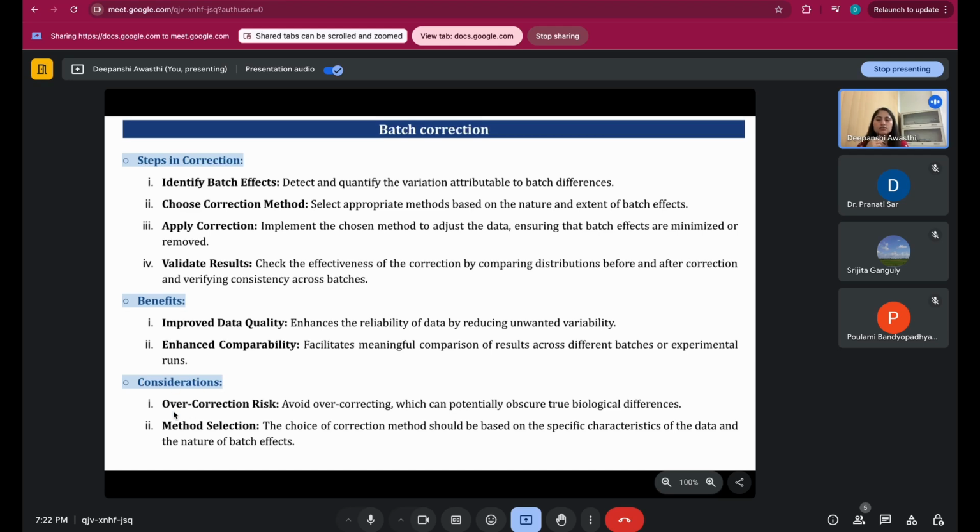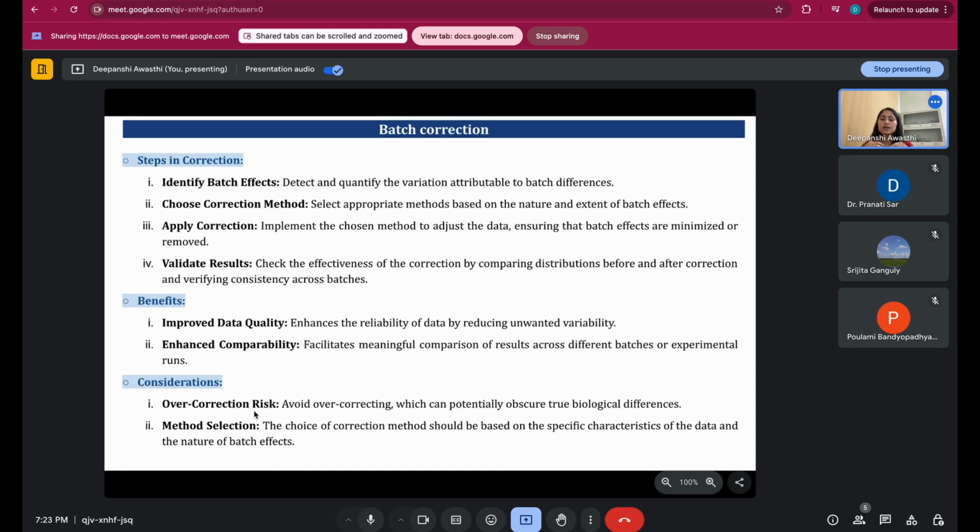And considerations: there are some things you need to be careful about. First is overcorrection risk. You should always avoid overcorrection, which can potentially disturb the true biological differences. Then method selection: you should be careful about which batch correction method you want to use. Overcorrection was also mentioned in week 4. In certain cases you observe samples in which some proteins are overexpressed and some are not that much expressed, so there is some kind of selective expression of certain proteins. It is not a uniform expression.